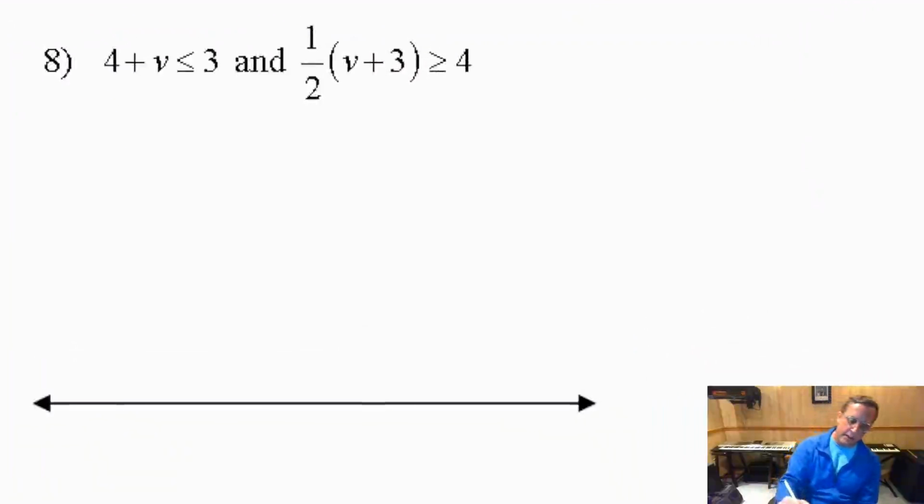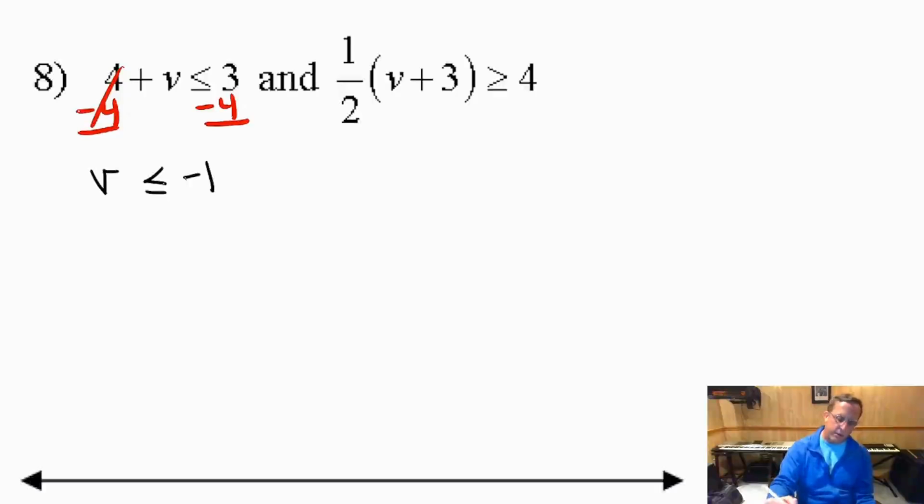Number 8, we're going to take away 4 from both sides. I'm left with v is less than or equal to negative 1. And then for this one right here, I'm going to multiply both sides by 2, this side by 2 and this side by 2. Those cancel off.